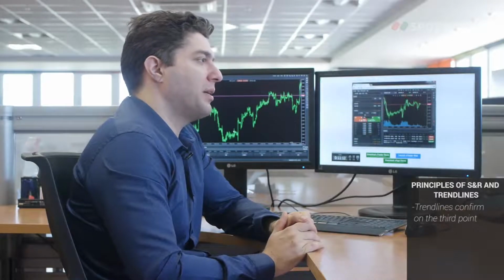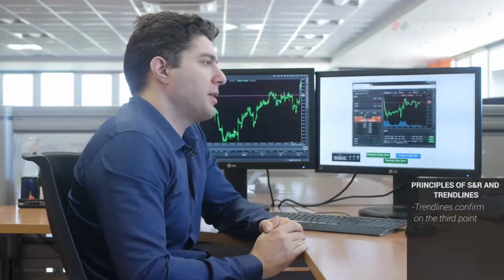Next principle, a trend line is confirmed at the third point. You can draw trend lines by connecting two low points in an uptrend or two high points in a downtrend, but remember that before that trend line is tested and it bounces back, you don't have a trend line yet. You may trade the third point. I'm not saying that you shouldn't trade it, but the third point should be traded with a very conservative stop loss. And the longer the trend line holds, you can start trading it less conservatively.